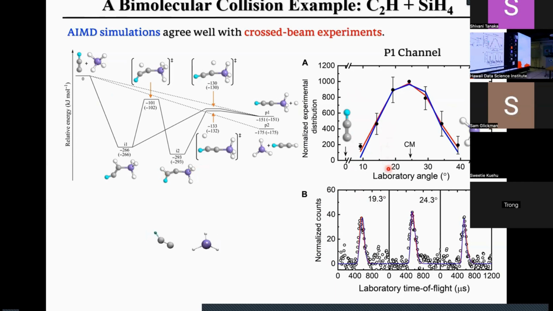Now, the blue is what we get from AIMD simulation. The red is what we get from the experiment, what Professor Kaiser got from the experiment. As you can see, they're barely distinguishable, right? That gave us confidence that our simulation is accurate. They tell us the beginning and the end, we use that to verify, and then we feel confident to tell the story of what's happening in the middle.